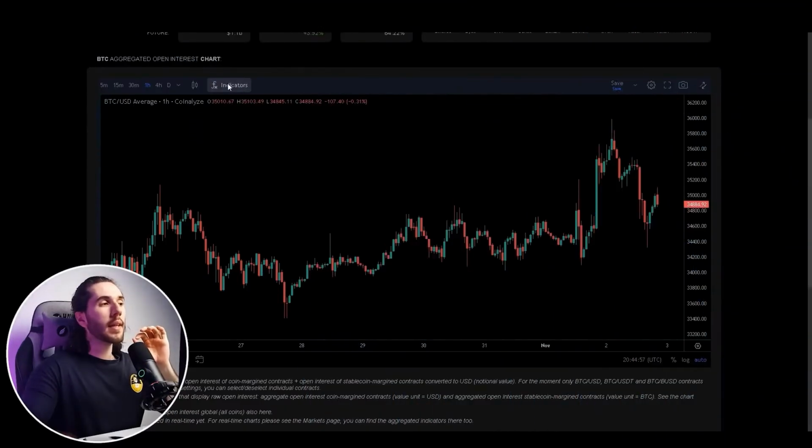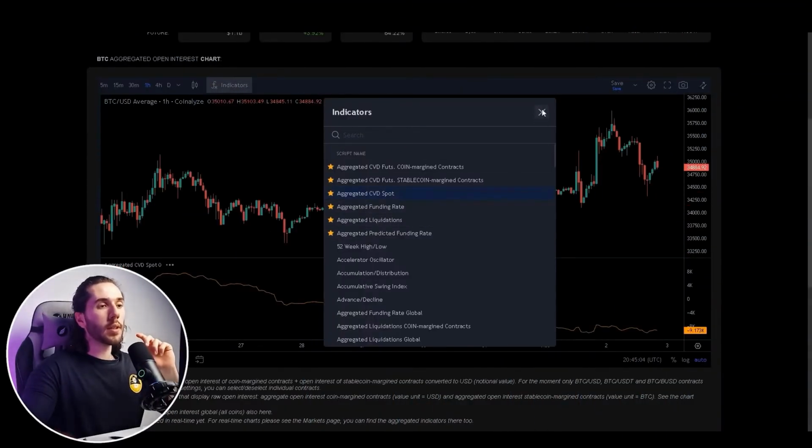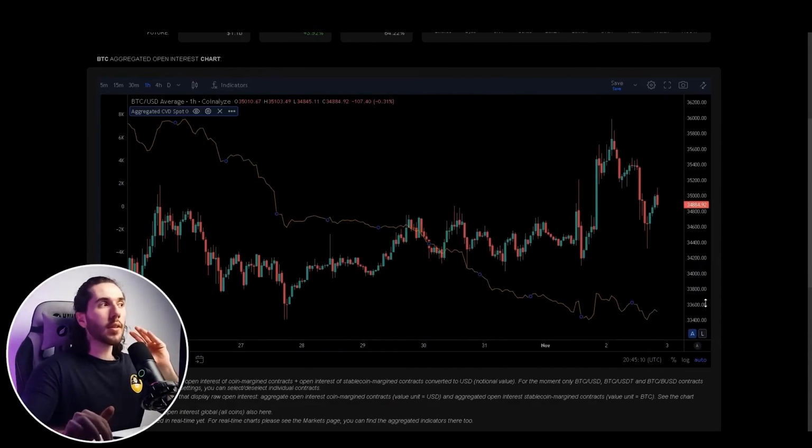This is how the working principle of this site is. If you want to predict long squeezes and short squeezes, this is a site that can provide you with confirmation. But as I said, look, I warn you, don't enter trades just by looking at this. Secondly, what we can do is to open the aggregated CVD spot from the indicators and drag it onto our chart. What is it useful for here?